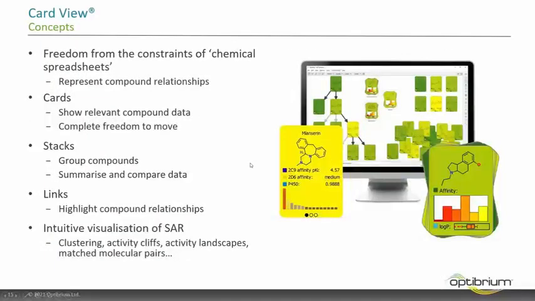So the last concept I'm going to introduce here is something we call card view, and you'll see some examples of this in a minute when I hand over to Peter. But this is really about breaking away from the constraints of the conventional chemical spreadsheet that we work with. A chemical spreadsheet is just a big long list of compounds and associated data. And while that's a great way to get an overview of a data set, it doesn't really represent the way we're thinking about the compounds in the context of our project, and in particular, the structure-activity relationships. We want to represent those compound relationships in a more natural way.